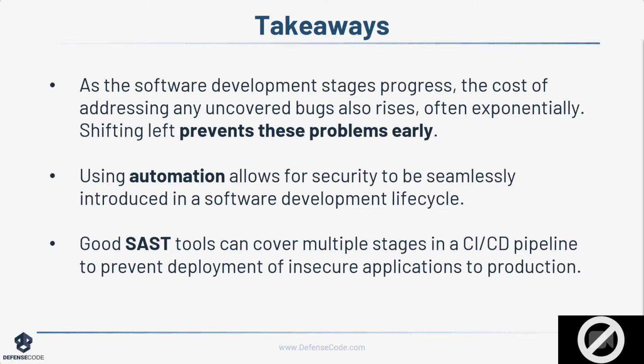Good SaaS tools can cover all of the stages that we talked about, like pre-commit stages, on-commit stages, build stages in a CI/CD pipeline, to prevent the deployment of insecure code, depending on how you actually implement the tool in the pipeline.